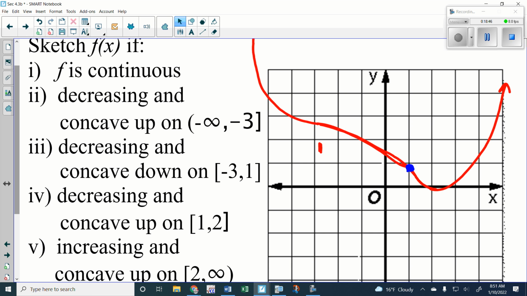Okay. I like that kind of problem because you have to understand increasing, decreasing, concave. You have to understand what all of this means when you graph it, but you can't just type it in your calculator and see what it looks like to verify. Okay. All right.